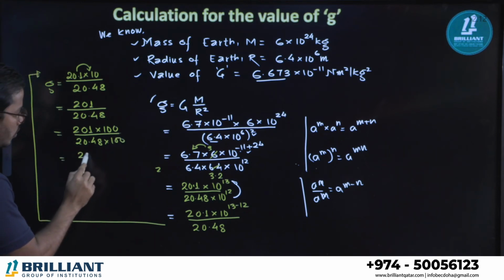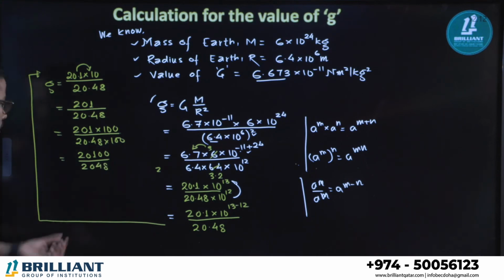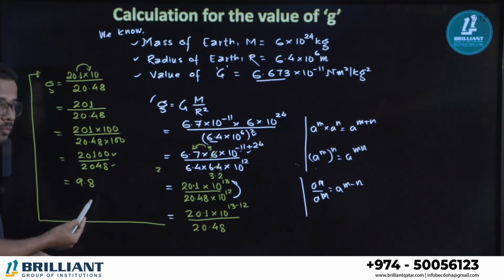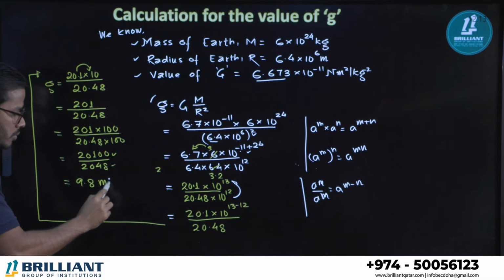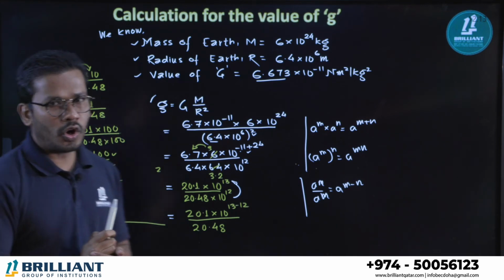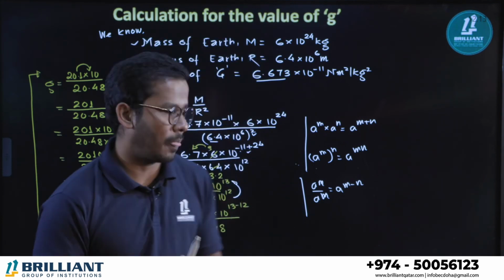You will tell me 20100 divided by 2048. Now clearly you see this is 20,000 and this is 2,000. So when you divide it, you're going to get your answer, keep it up to here, meter per second square. Beautiful. So you got how to go with this.